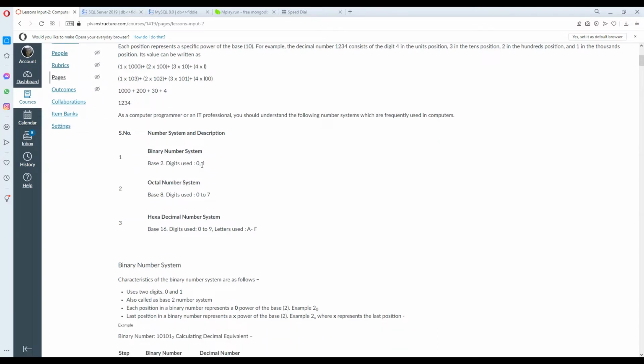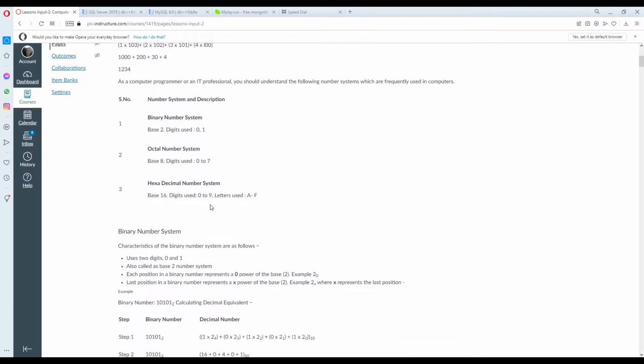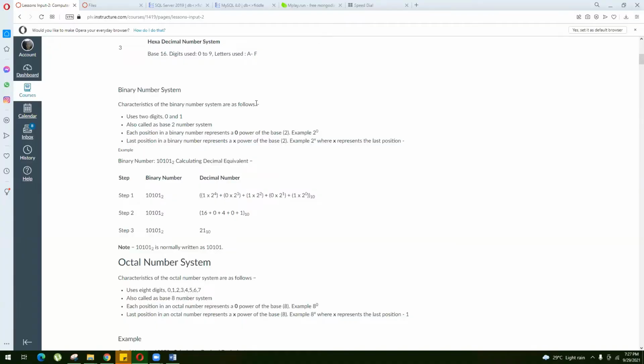For the binary number system, we have digits 0 and 1. For the octal or base 8, we have 0 to 7. And for the hexadecimal, we use 0 to 9 and letters A to F. For the binary number system, as I have said earlier, we are using two digits, namely 0 and 1. It is also called the base 2 number system.